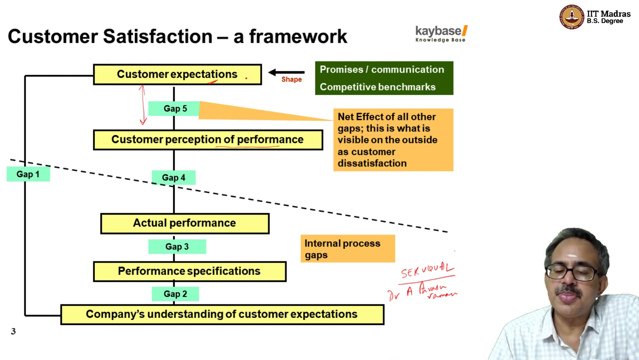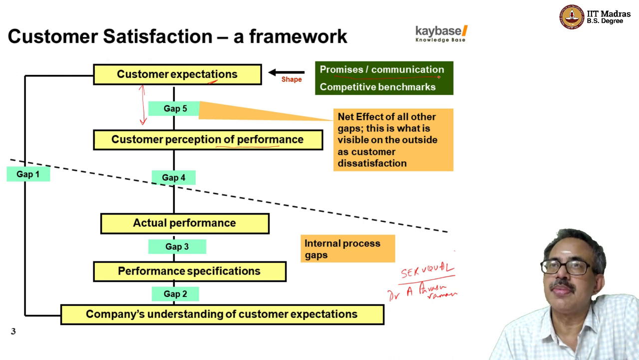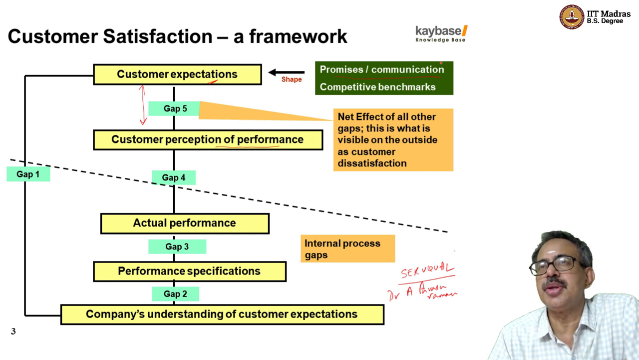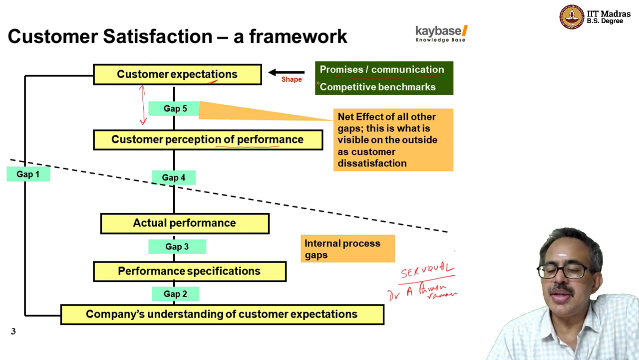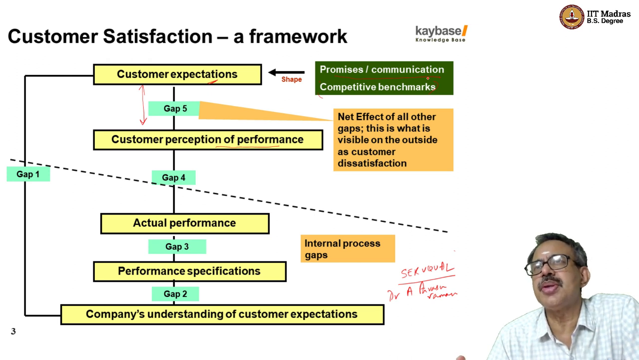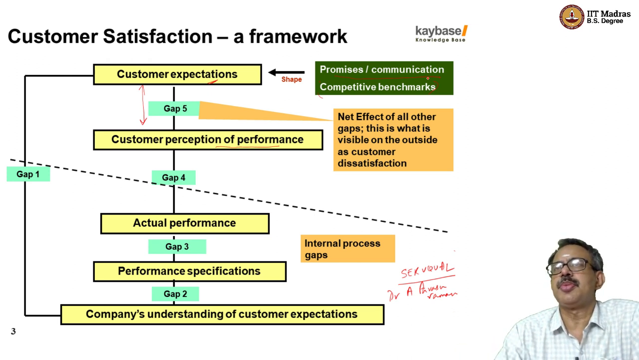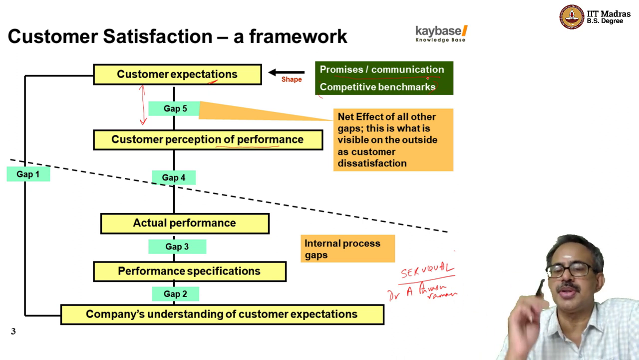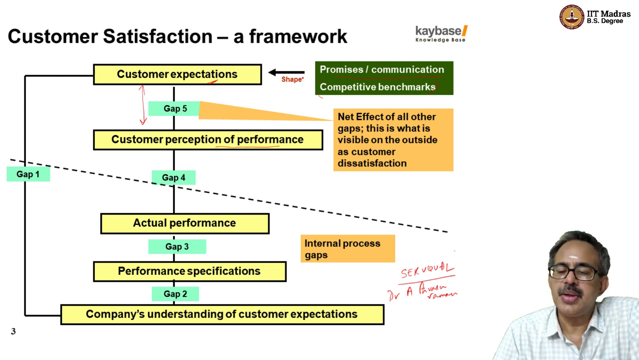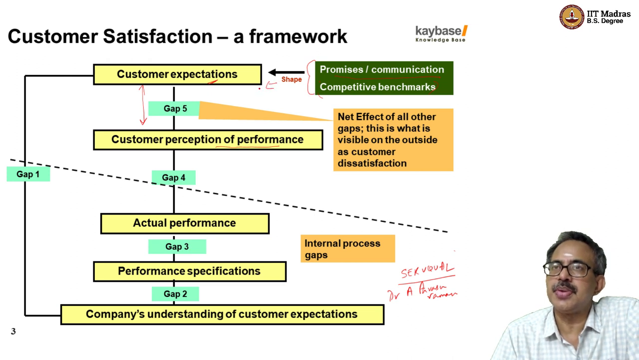Now, how do they form these expectations? The company itself makes some promises and some communications at the time of selling. We will do this, we will do that for you. We'll deliver within 48 hours, we'll deliver within 20 minutes, we will make sure that your product works smoothly 24/7, etc. Plus, the industry has certain competitive benchmarks, which people keep on observing, saying, oh, generally this industry gives this. So we expect from one service provider what the industry as a whole gives as well. These two things will shape what the customer expects.